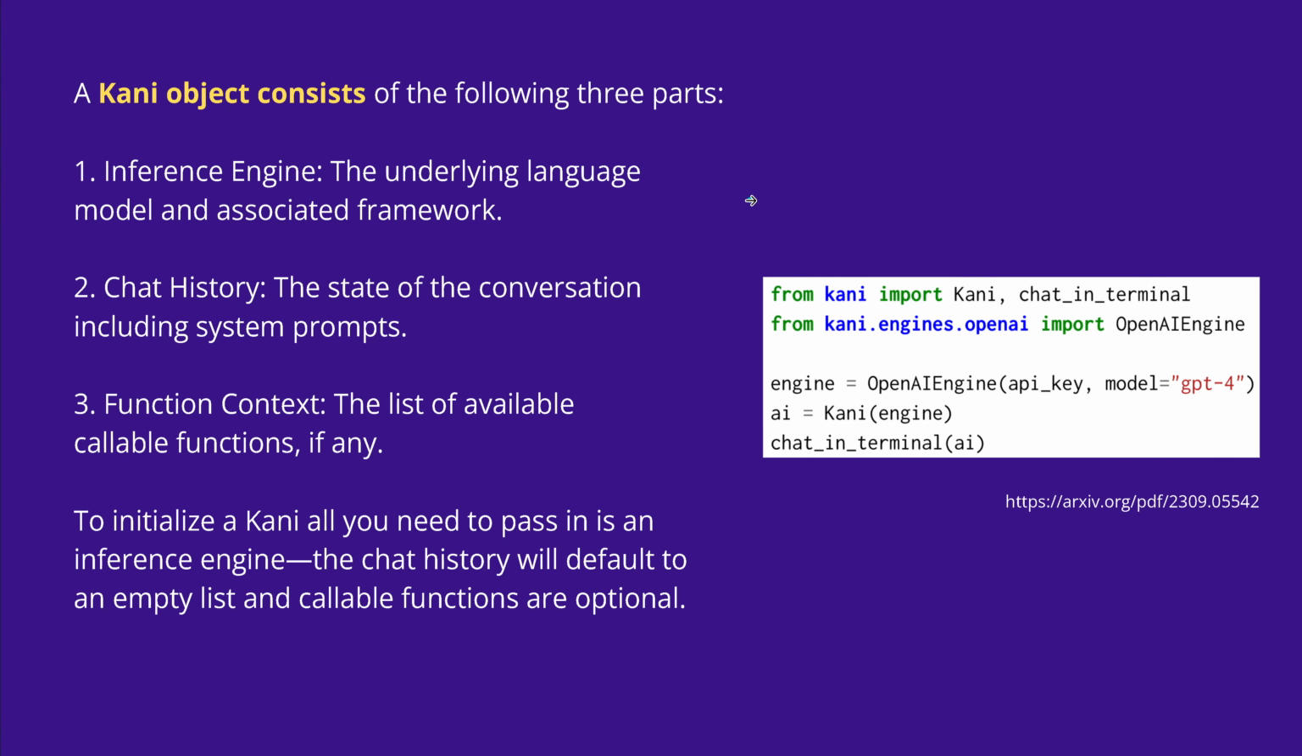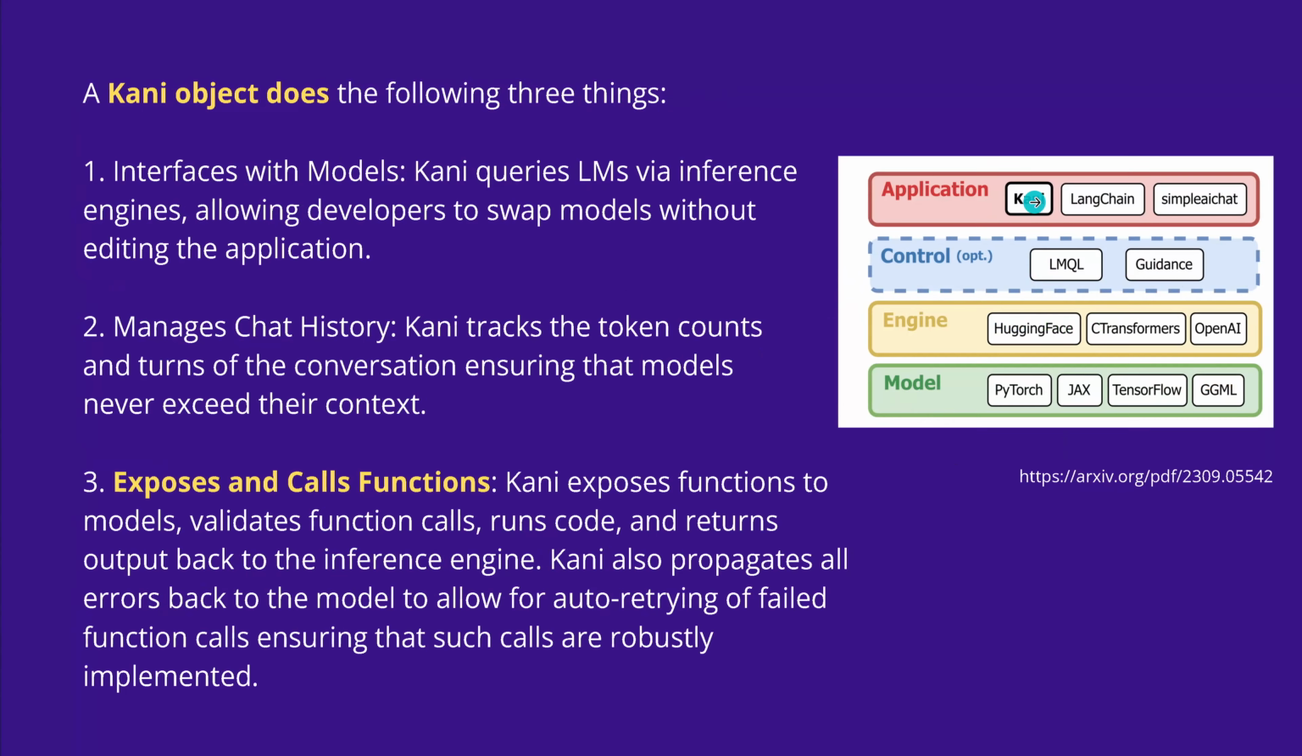A Kani object consists, if you want, of three main parts. We have the inference engine, the underlying LLM or the associated framework. We have a chat history, simply the state of the conversation, including the system prompts. And we have the function context. This is a list of available callable functions, if any. To initialize this, all you need is to pass an inference engine. This is all. You see, Kani, OpenAI engine, for example, chat in terminal AI. That's it, as simple as can be.